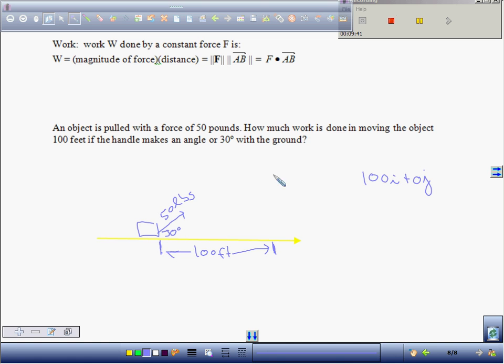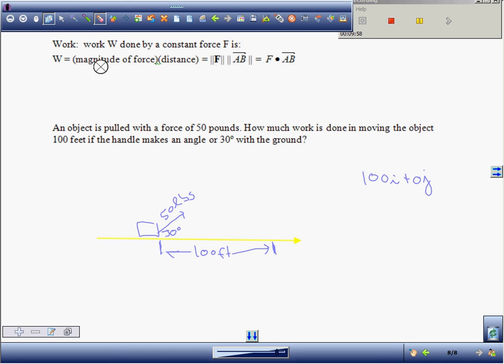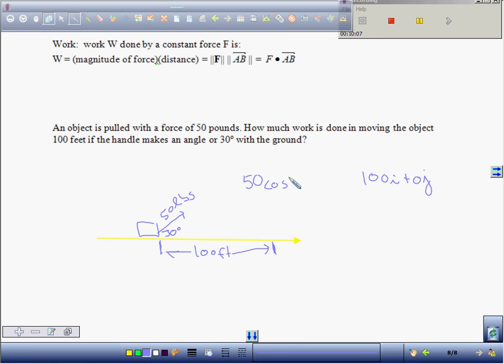And the force in the I direction, the force is 50 pounds, right? It's 50 cosine of 30 in the I direction, okay? Plus, if you want to, 50 sine of 30 in the J direction. And what you're going to do is dot product those two things, okay? So you're basically multiplying that times that.